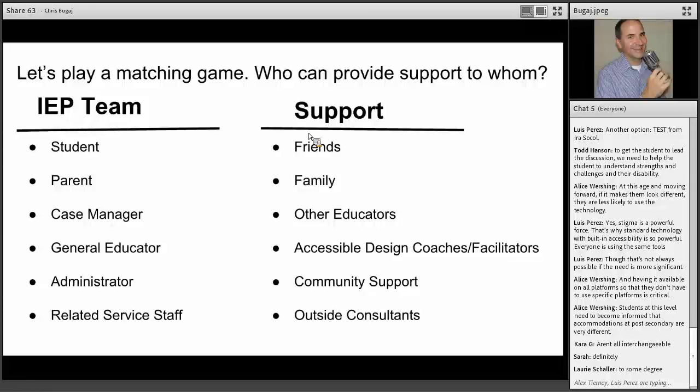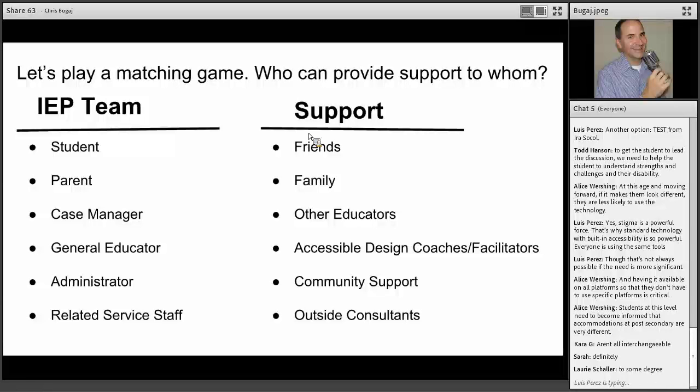As you're typing in there, could students ask family members, right? Kara's like a step ahead of me. Could a student ask educators? Maybe not a teacher they're working with, but another teacher that they know? Could they go to the accessible design facilitator or coach, right, or the assistive technology person? Could they, especially at the secondary level, be participating in an online community of support where they're chatting with people they know online, a support group that way, right? Could they go to some sort of outside consultant?